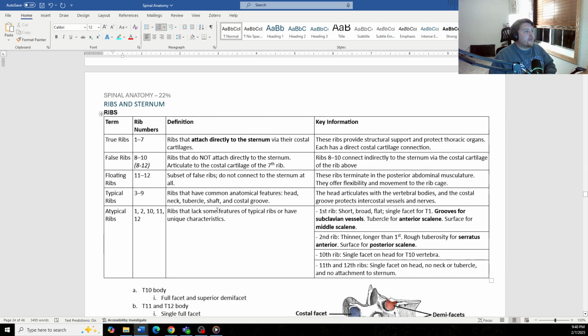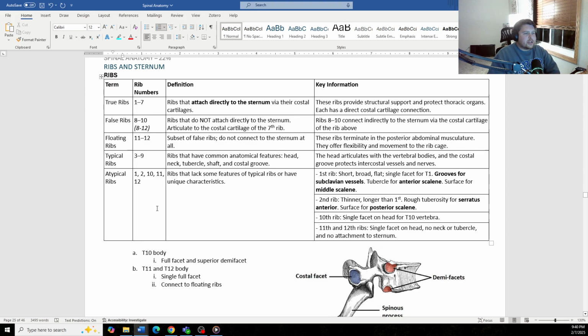Continuing right through the ribs and the sternum. Starting with ribs, we want to make sure that we identify what the different types of ribs are. We have three different groups that we have. We have true ribs. These are ribs that attach directly to the sternum.